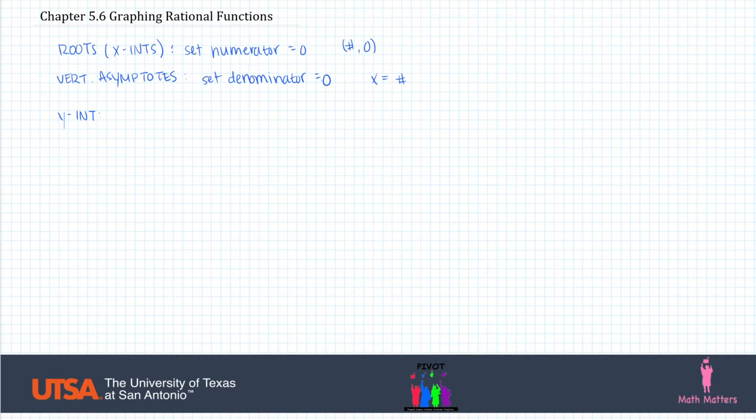Then the next thing we want to look for is our y-intercept. And this one is probably the most simple. All you have to do is set x equal to 0 in the function and solve for y. And then we want to take a look at our horizontal asymptotes.